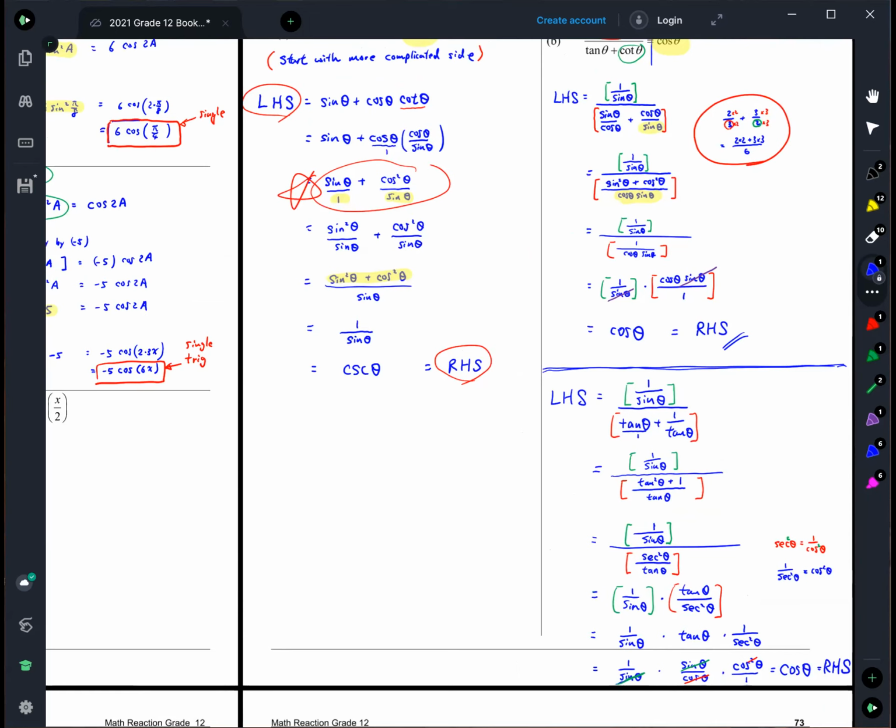Okay, we'll take a break. And then after the break, we'll do a few more questions, okay? So I'll see you guys at 11:20. Okay, if you have questions about these two proofs, you can ask me during the break.